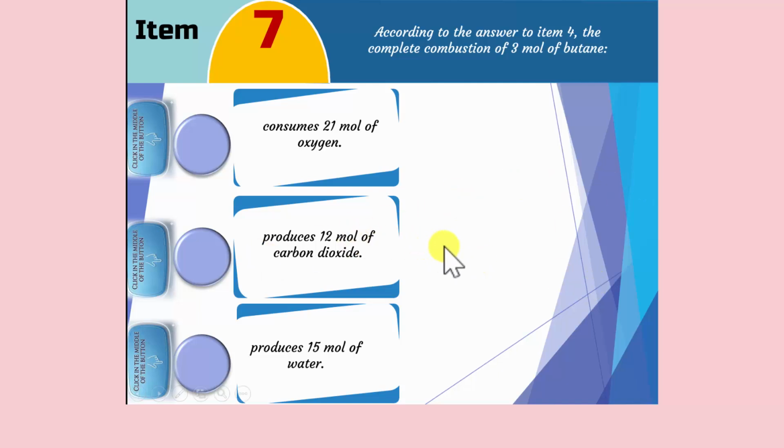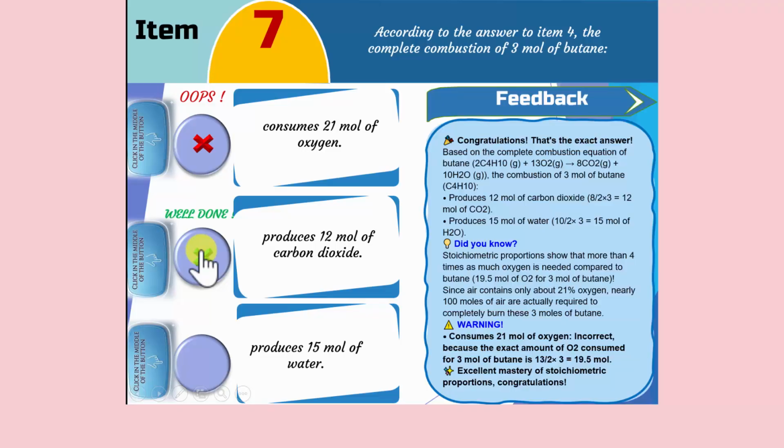This slide confirms the correct answer for item 4. The complete combustion of 3 moles of butane produces 12 moles of carbon dioxide and 15 moles of water. The balanced equation also shows that the reaction consumes 19.5 moles of oxygen, not 21. These values come directly from the stoichiometric coefficients. Multiplying the equation by 3/2 gives the amounts for 3 moles of butane.